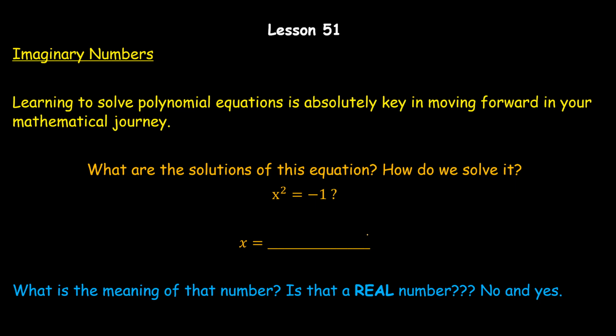So learning to solve polynomial equations, like I was saying in class, is very important for the rest of the time you are taking math. You have to be able to solve quadratic equations. And so when you end up with a square root of a negative number, what are you going to do about it? What are the solutions of this equation? x squared equals negative 1. If you take the square root on both sides, you would have plus or minus the square root of negative 1, which we don't have a concept for at this point.